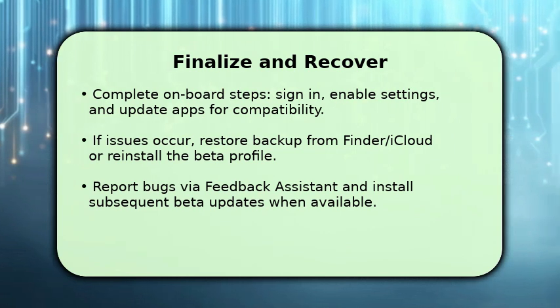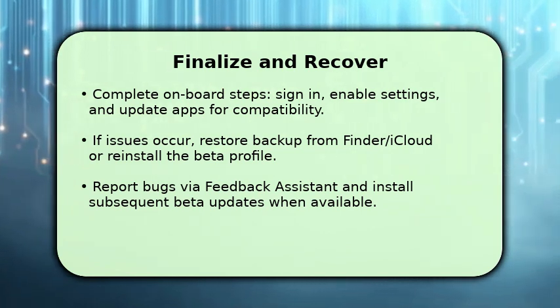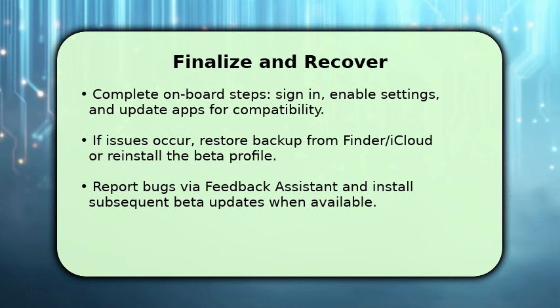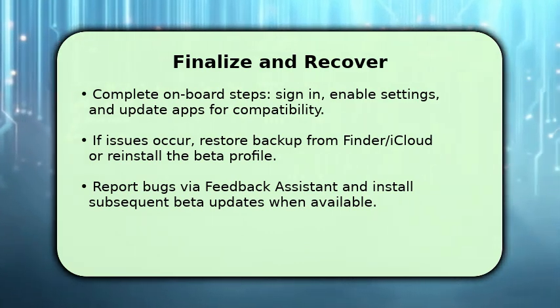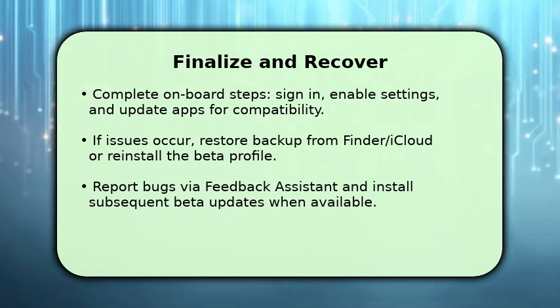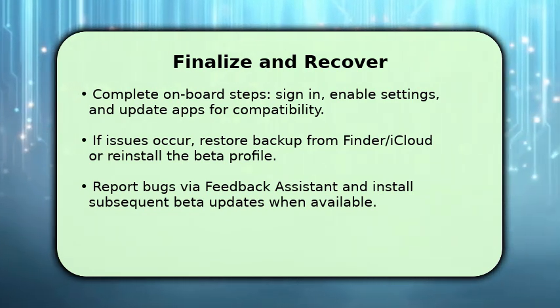If something goes wrong, like crashes or a boot loop, connect to Finder, restore your backup, or remove and reinstall the beta profile, then retry software update. Make sure to file a bug through Feedback Assistant. Your report helps Apple fix issues.